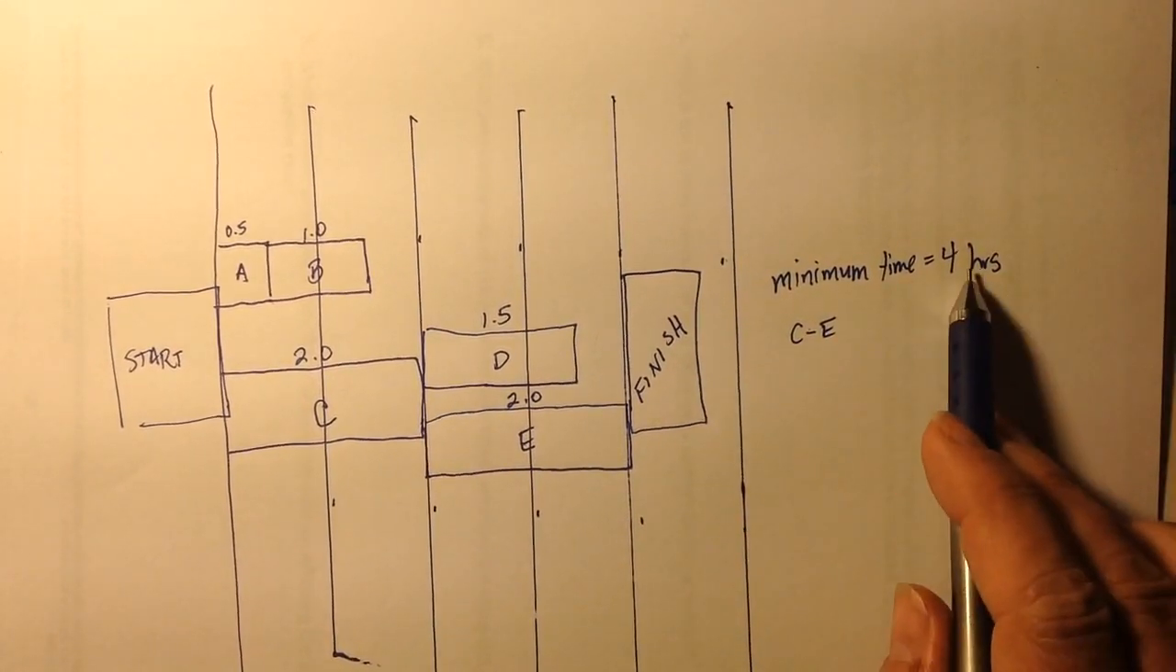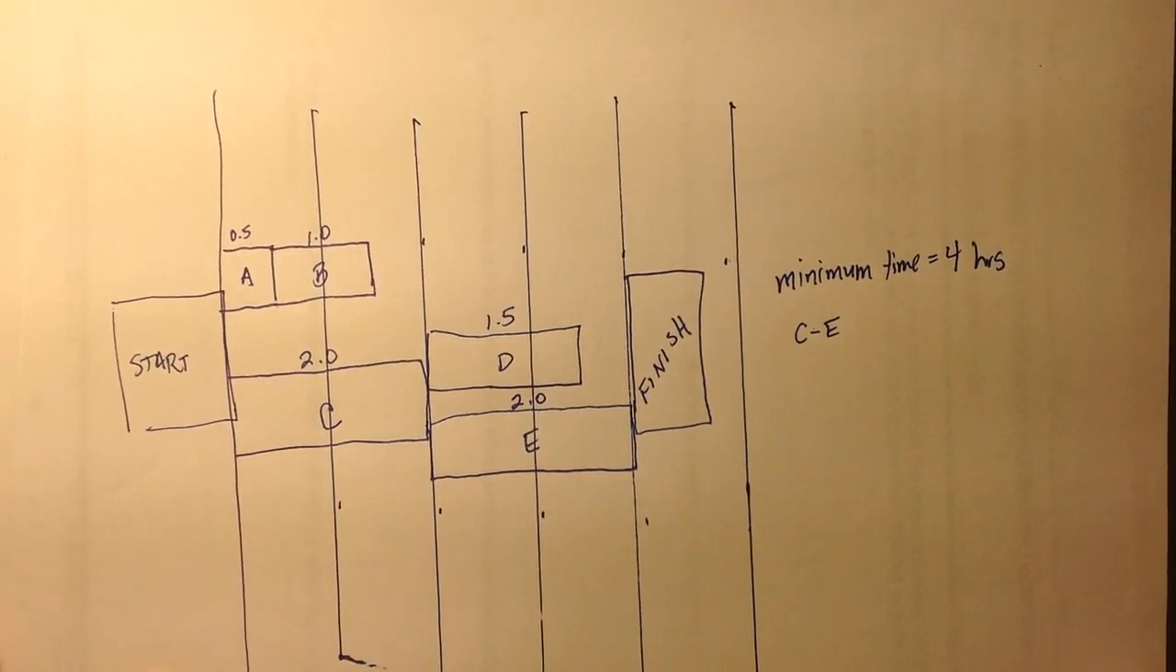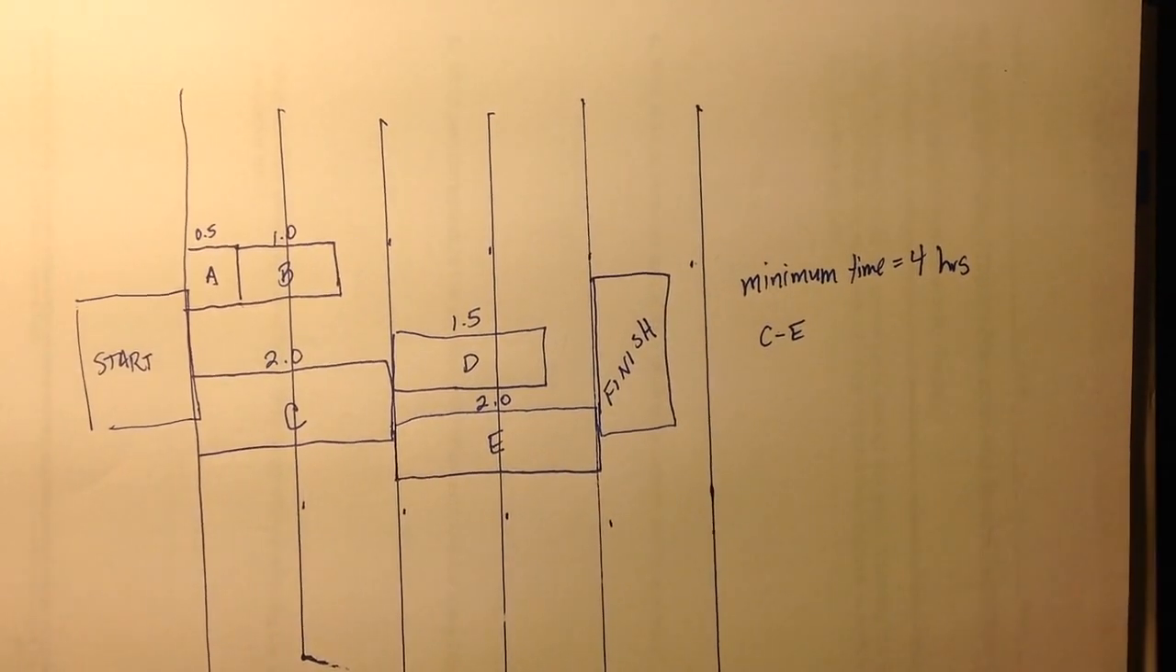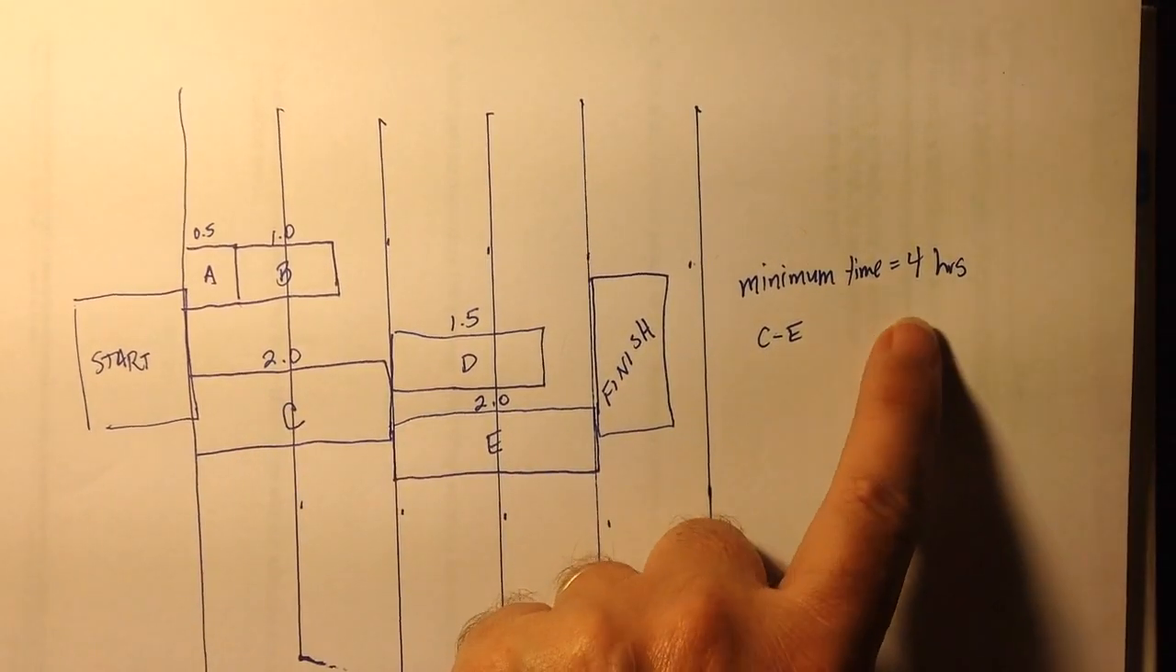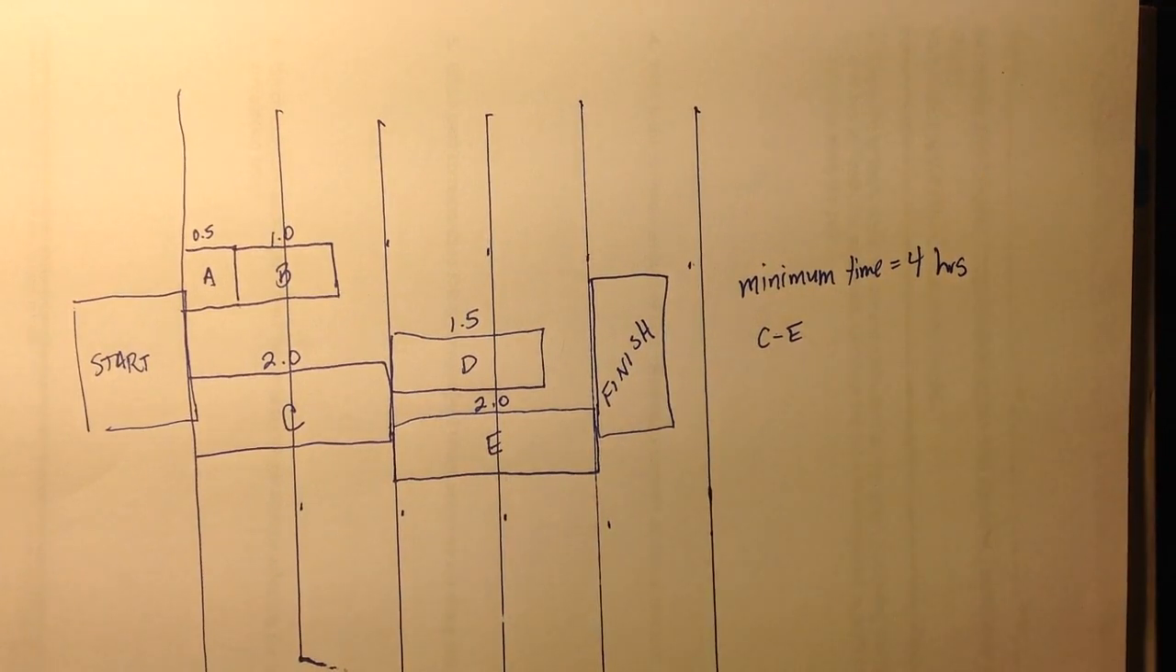CE is going to be the path that gives me that 4 hours, which turns out that's the longest path. So it turns out that the longest path will give you your minimum time. Okay? The longest path will give you your minimum time because that's the earliest that you can possibly finish.